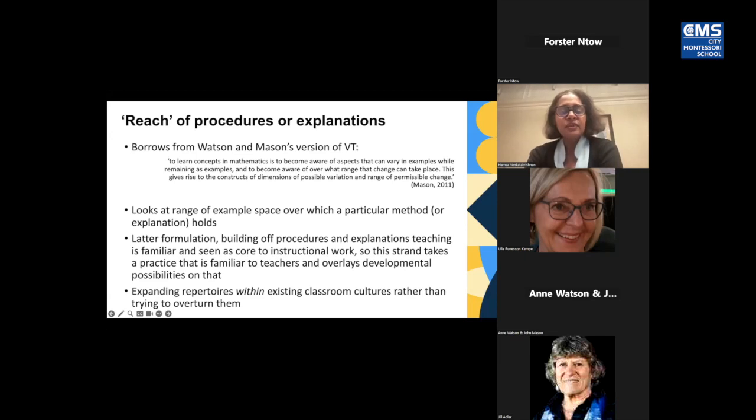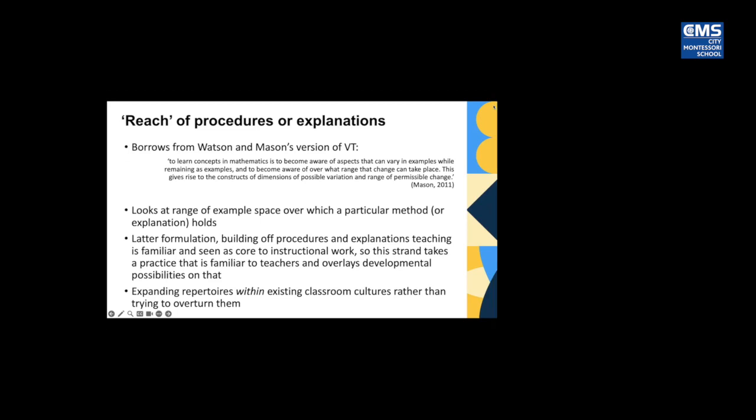So underneath it, we were borrowing from Anne Watson and John Mason's version of variation theory. And we were looking at quotes like this in their work, where there are the really nice constructs, that I like, of dimensions of possible variation and range of permissible change. They talk about learning concepts in mathematics to become aware of aspects that can vary in examples while remaining as examples, and to become aware of over what range that change can take place. And this gives rise to the constructs of dimensions of possible variation and range of permissible change.